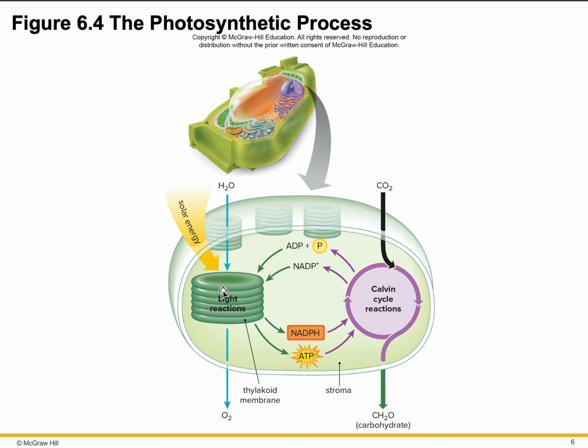So the light hits the pigments here, it gets excited, it produces NADPH, it produces ATP, which is energy. And so that is what fuels this process, right? And so at the end of this process, it makes a carbohydrate, which would be glucose. So just kind of remember that.